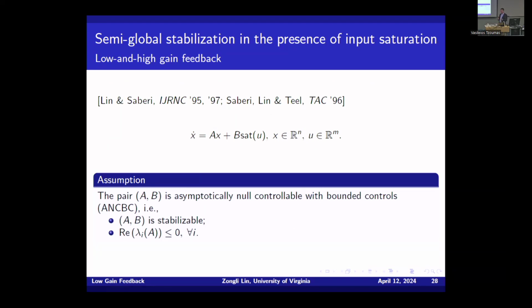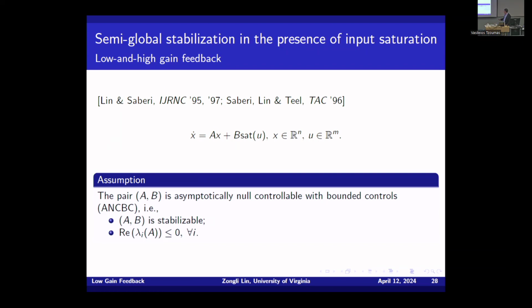One of the reasons I mentioned earlier, high-gain feedback has very good robustness property. But if I use low-gain feedback, I lose all those properties, right? And it turned out that these two can be combined. And how do I combine it? We call it low and high-gain feedback. And the condition is the same: (A, B) is stabilizable and all the eigenvalues of A should be less than or equal to 0.